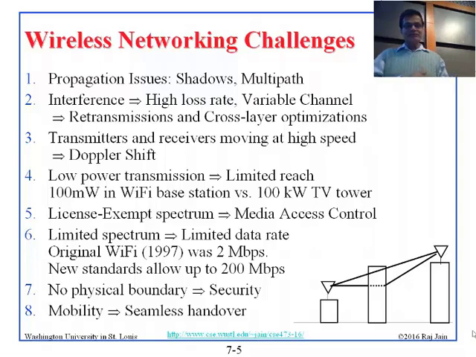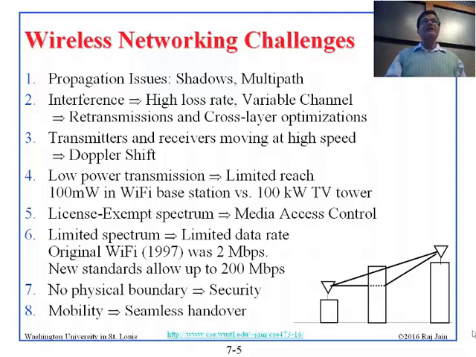Limited spectrum, and whatever spectrum is there, it always fills up. Original Wi-Fi was 2 megabits. New standards allow up to 200 megabits. Actually, that is a small number now. I know protocols which run at terabits now. So we are moving up.